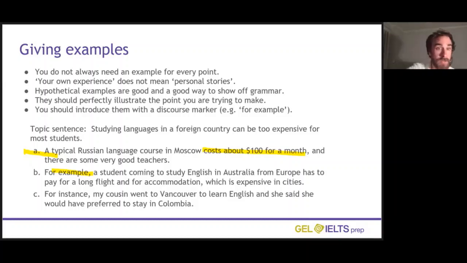They've got, for instance, which is fantastic, but it says, my cousin went to Vancouver to learn English and she said she would have preferred to stay in Colombia. This is not very good supporting evidence. It's a little bit too personal and it doesn't really prove the topic sentence. So avoid these personal examples if possible.